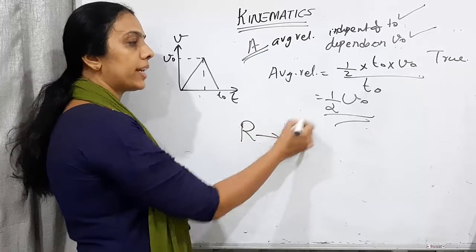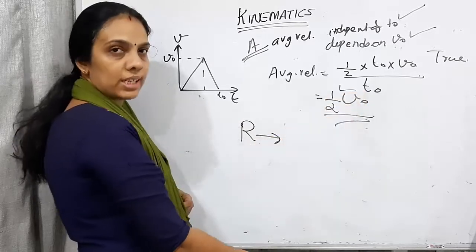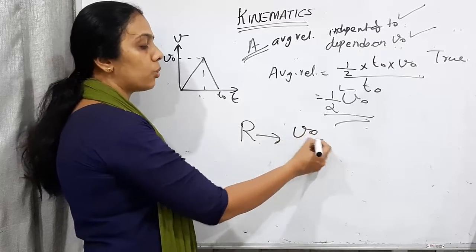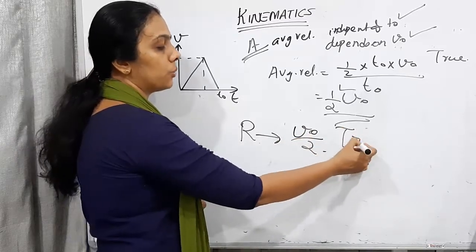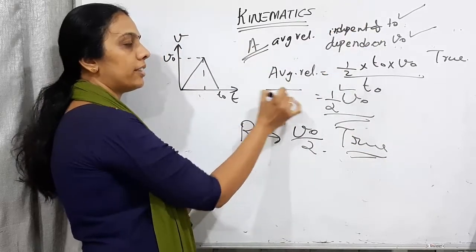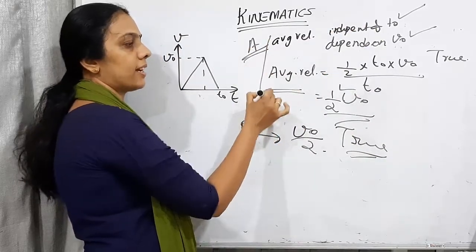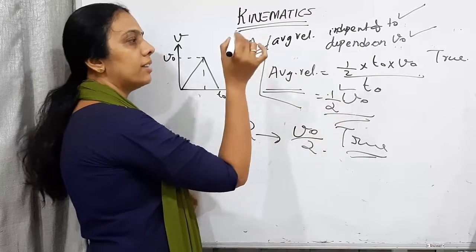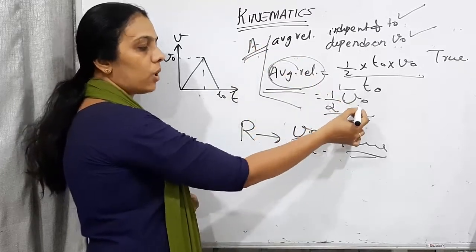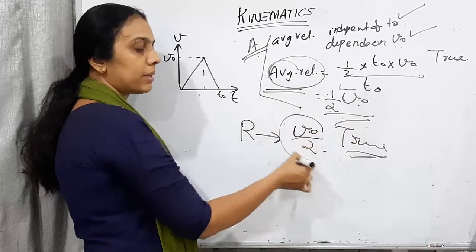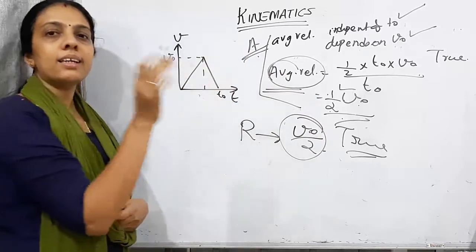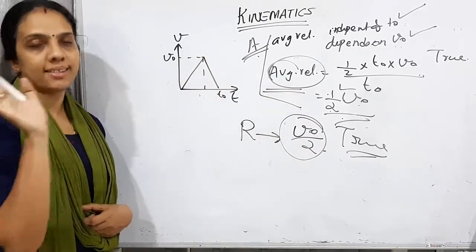So the reason is also correct. Here we got the average velocity as v0 by 2 only, right? So it is true. For finding whether the statement is correct or not, we found the value of average velocity and we got it as v0 by 2. The same statement is given as the reason. So the reason is the correct explanation for the assertion.